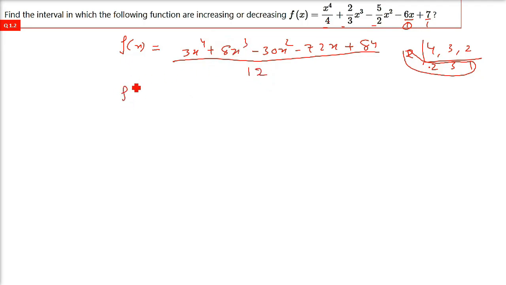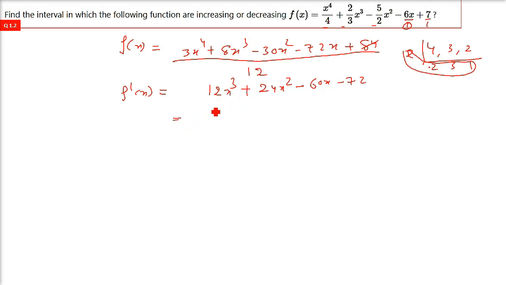That will make our life easier. The question will be solved easily. So let us start it here. We have 12x cube. I'm differentiating. So this is the differentiation result, and this is minus 72. 84 will get eliminated. So you can take 12 common from here, as we have just completed the previous question.